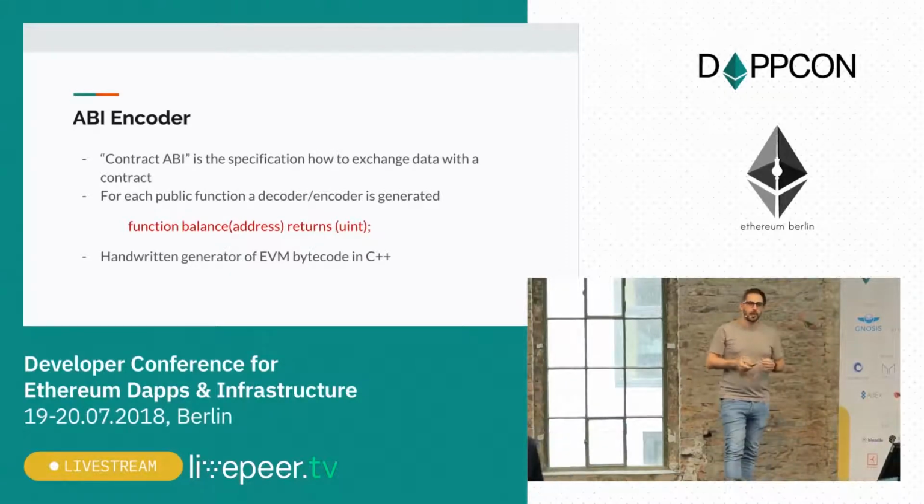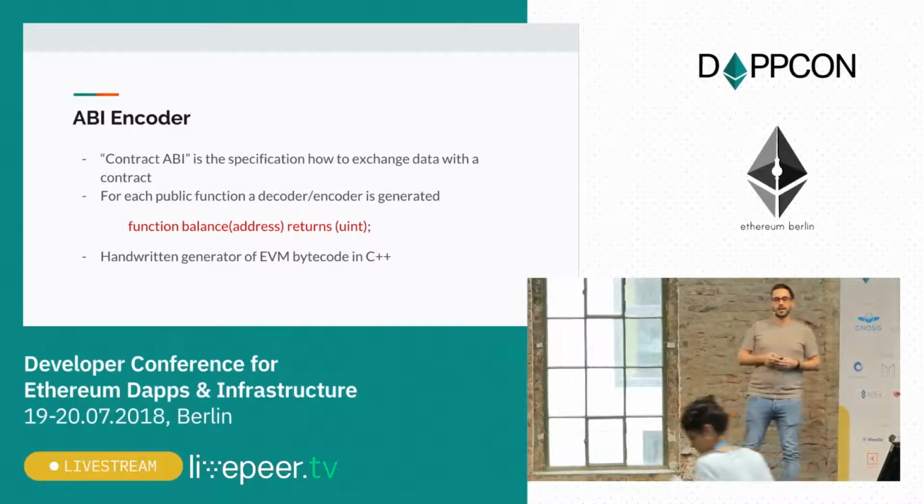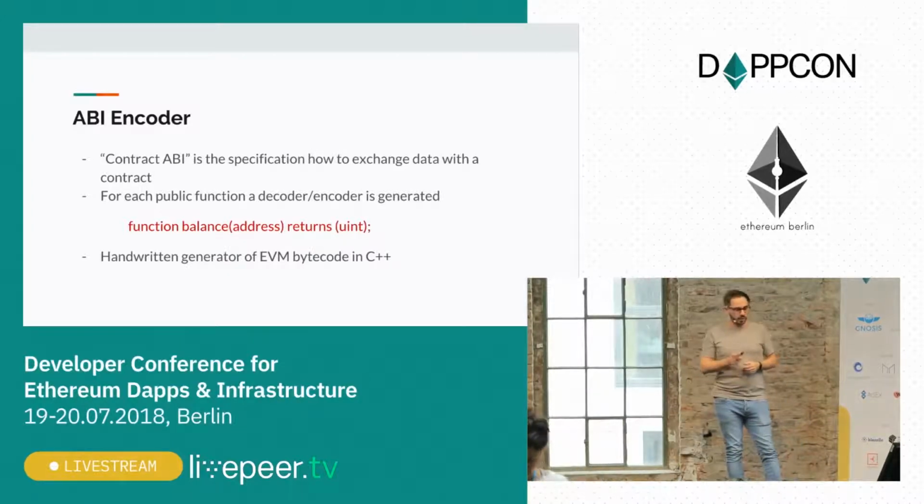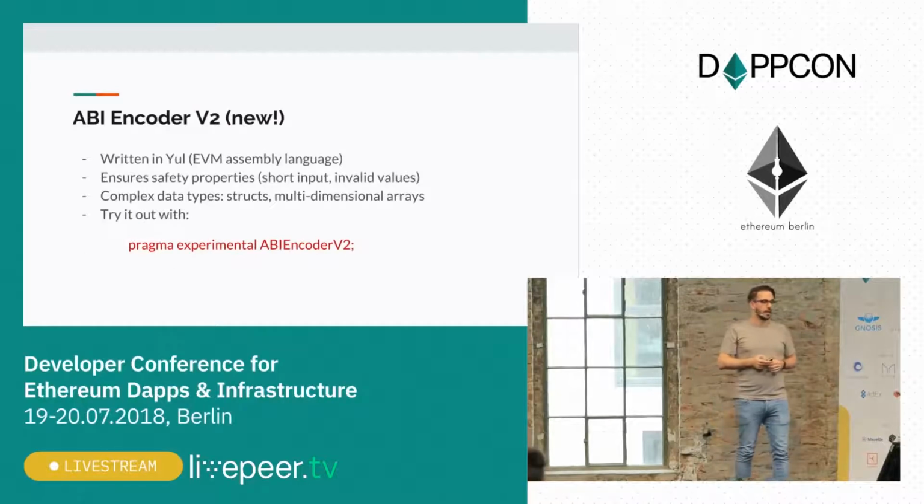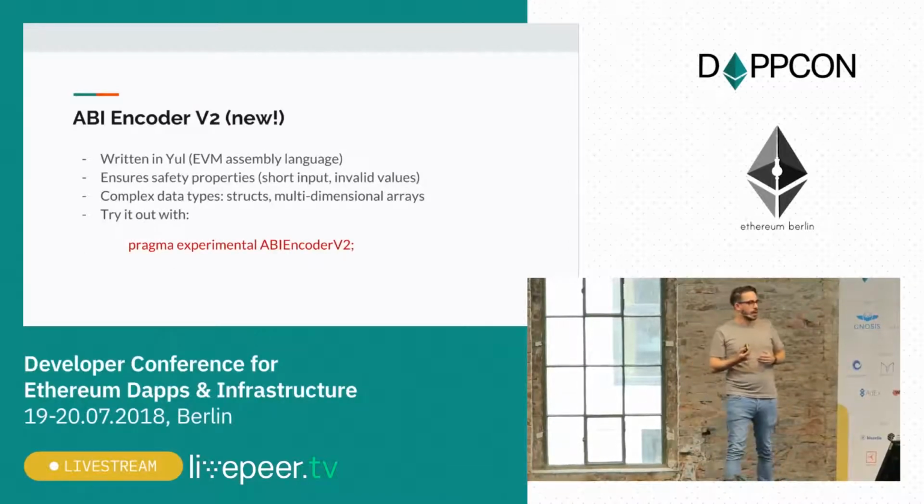As you can guess, that probably is quite a heavy process and requires a lot of effort to make it proper. And it's not the best way to do it. So we have decided to rewrite it. And there's this feature called ABI encoder v2. It's written in Yul, which I'm going to talk a bit about soon.